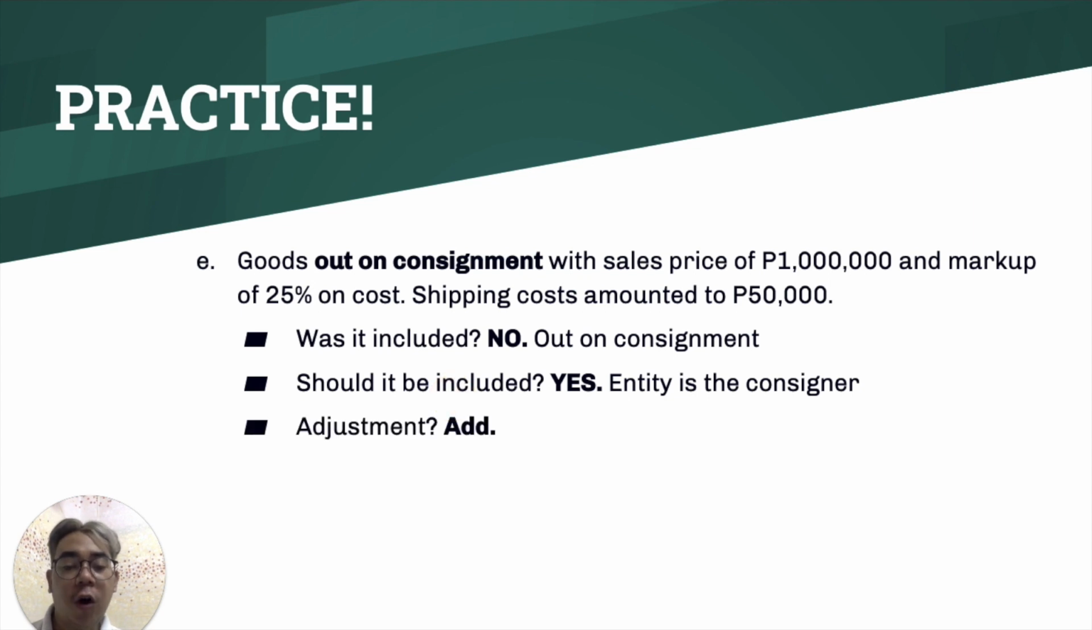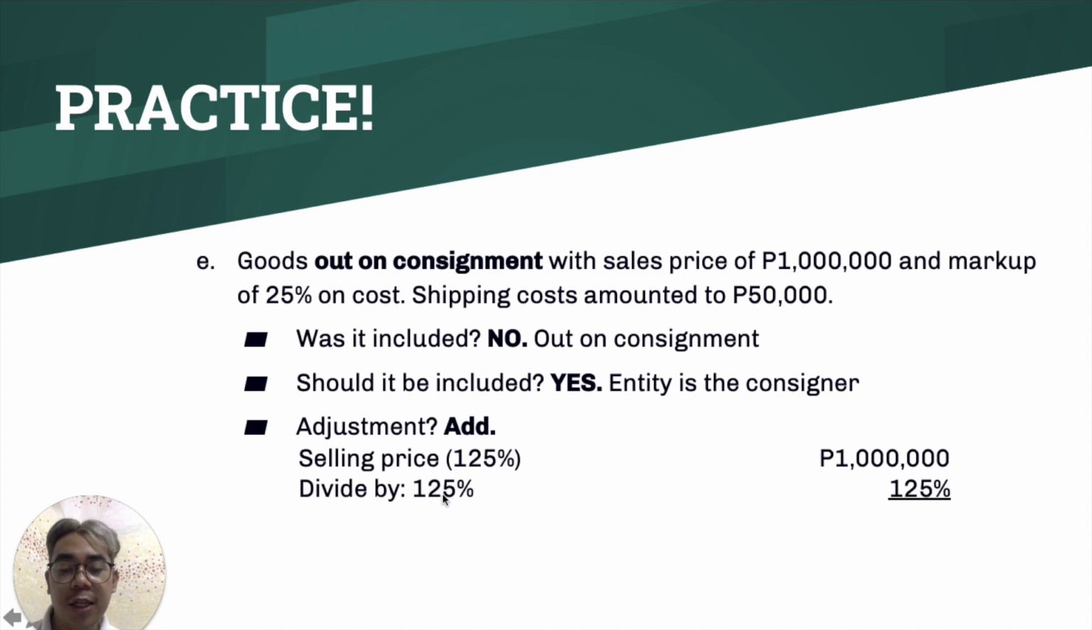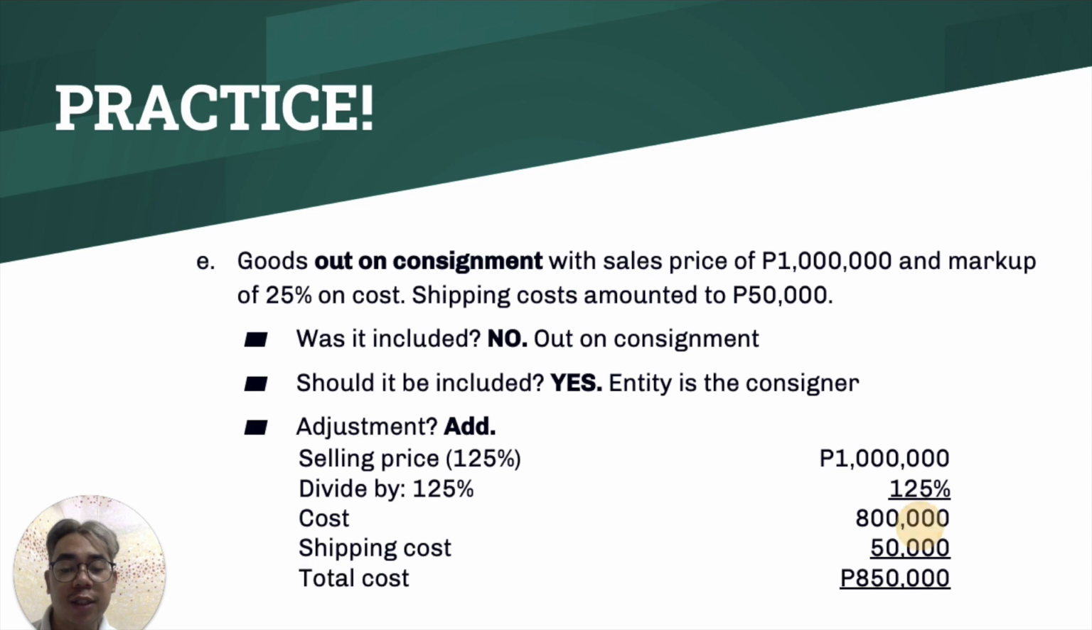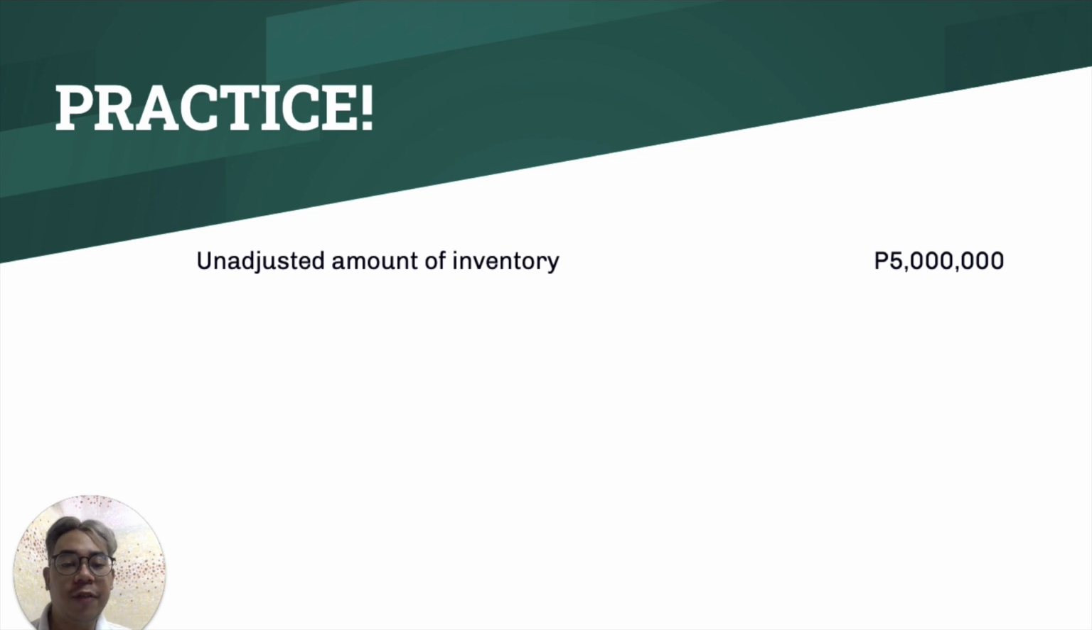This is the computation. So, the selling price is 1 million pesos. Kapag markup on cost 25%, yung cost ay 100%, so yung selling price 125%. So meaning, if we divide it by 125%, the cost, yung 100% is 800,000 pesos plus the shipping cost of 50,000, then ang total cost ay 850,000 pesos. So, to summarize everything, the unadjusted amount of inventory is 5 million.